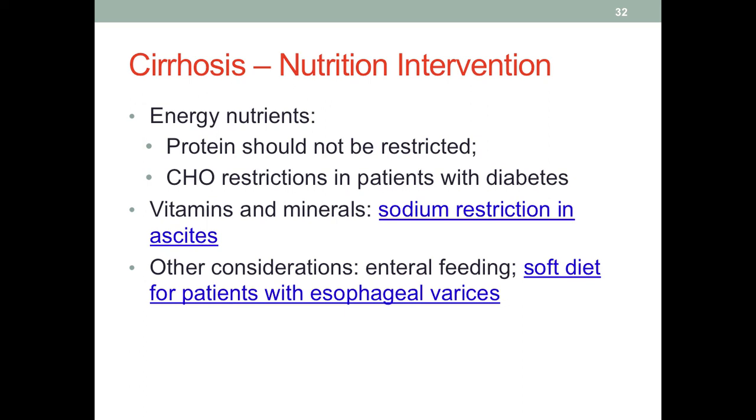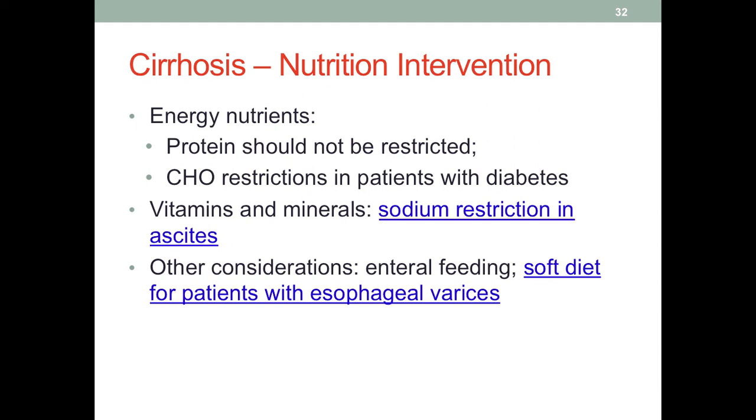And of course, if they reach a stage of diabetes, the end stage, obviously we need to execute carbohydrate restriction. In that case, what we learned in diabetes will apply. If the patient has ascites, sodium restriction will be indicated. This is because it's fluid retention, so that's why there would be the sodium restriction.